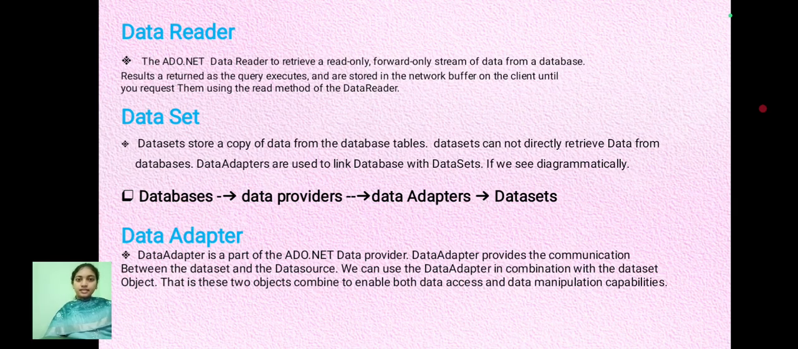Data adapter. A data adapter is a part of the ADO.NET data provider. The data adapter provides the communication between the dataset and the data source. We can use the data adapter in combination with the dataset object. That is, these two objects combine to enable both data access and data manipulation capabilities.